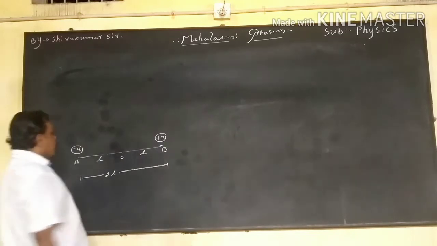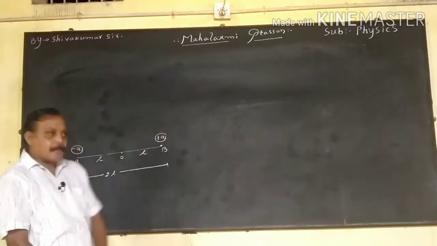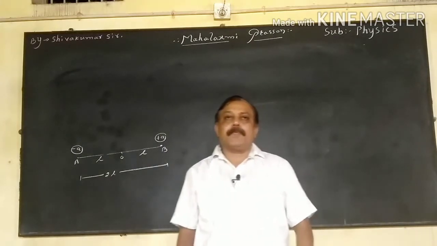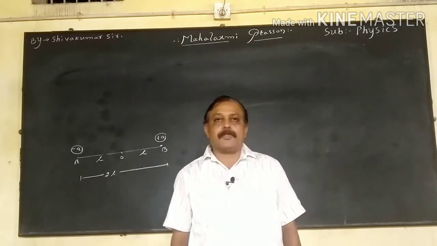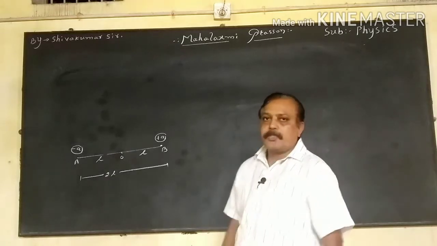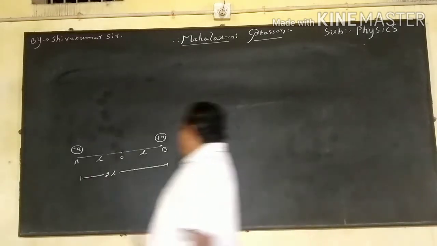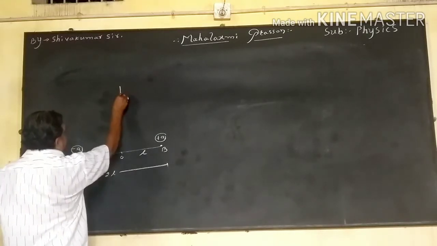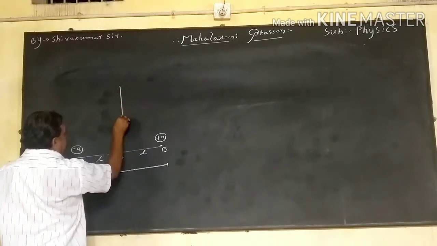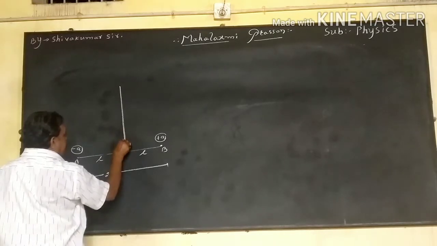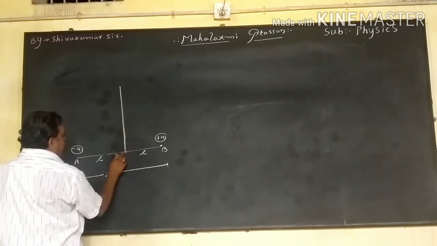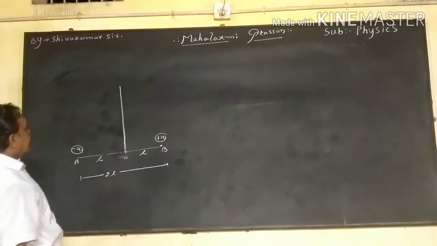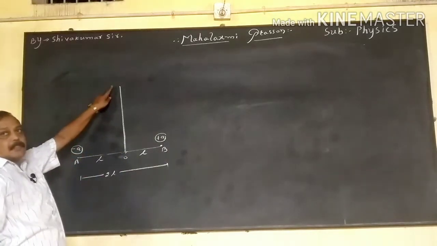I need the equatorial line. What does the equatorial line tell us? According to the definition, the line perpendicular to the dipole axis and passing through the center of the dipole is known as the equatorial line. Now this is the dipole axis, center. This is the equatorial line, perpendicular to the dipole axis and passing through the center.